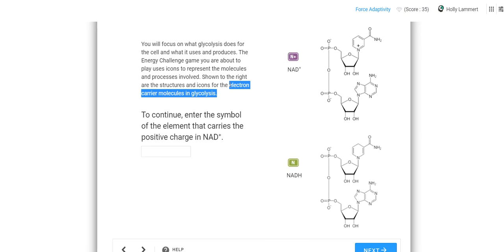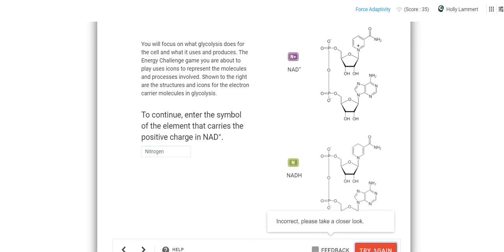Okay, so to continue, enter the symbol of the element that carries the positive charge in NAD+. The element that carries the positive charge. So we're looking at this element, and I see next to oxygen, there's a little minus sign. Next to nitrogen, there's a little plus sign. So the molecule that carries the positive charge is nitrogen. Incorrect. Take a closer look. Maybe, oh, here we go, the symbol. So you want to enter N.